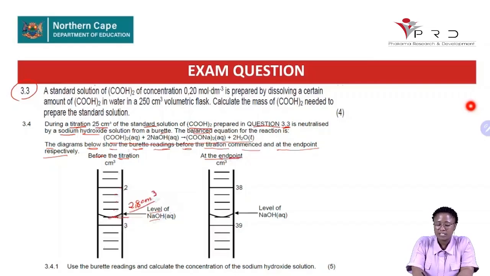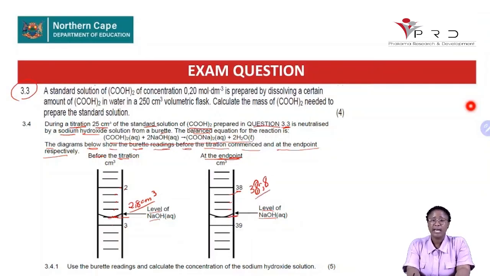After titration, after we have reached the end point, remember the end point is when the indicator changes color. So we know that we have reached the end point. At the end point, we can see that the level of sodium hydroxide has increased. Again, we can see here it is 3.8. If I go down, that will be 3.8, 3.82, 3.84, 3.86, and 3.88. So this will be 38.8 measurements, which is the level of sodium hydroxide at the end point.